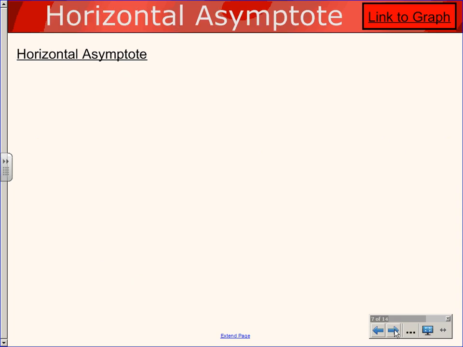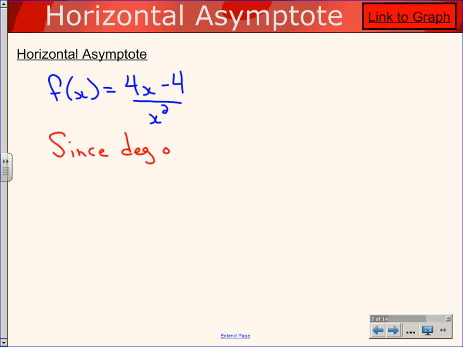That takes us to our horizontal asymptote. And with our horizontal asymptote, what we wanted to do is we wanted to consider the degrees, first of all. The tricky one was if the degrees of the numerator and denominator were the same, but they weren't this time. The degree of the denominator is bigger. And since the degree of the denominator was larger, that tells us that the horizontal asymptote was y equals 0.